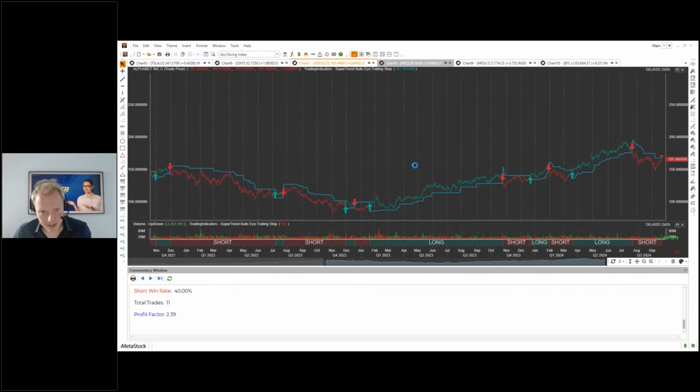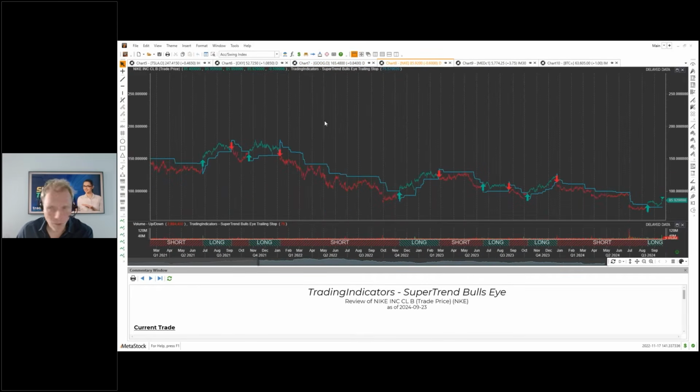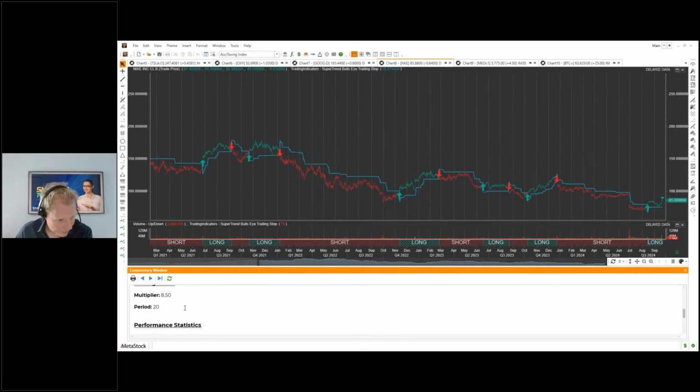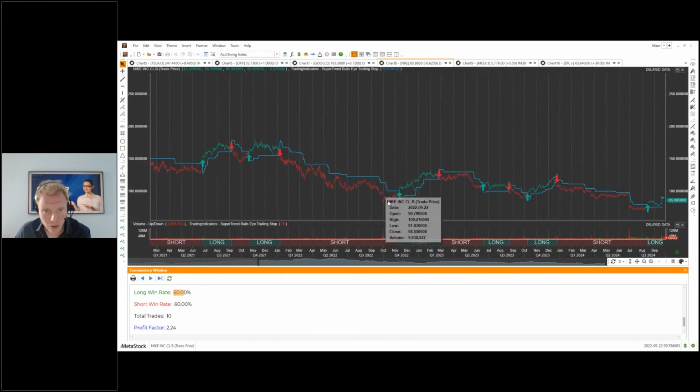All right, so let's quickly look at Nike. Just another example of how SuperTrend Bull Eye works on Nike. Once again, we can see our entry signals. I can see that here the best configuration is 8 and 20, with a 60% win rate in both directions. So here, signals tend to work out quite nicely in either direction, short or long.